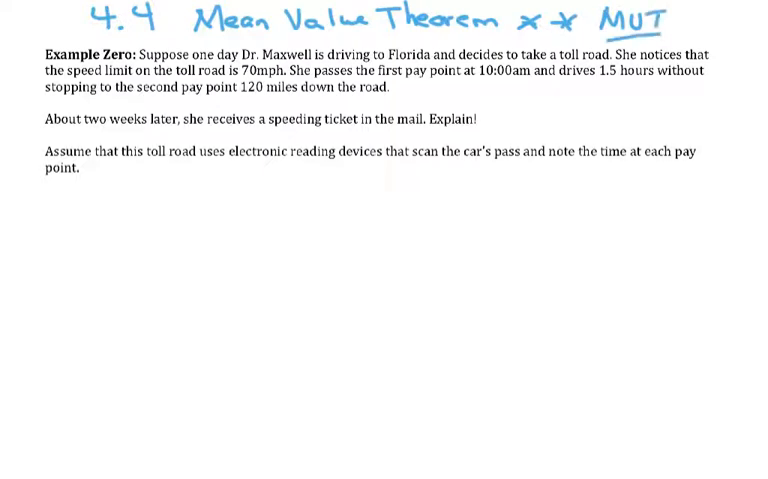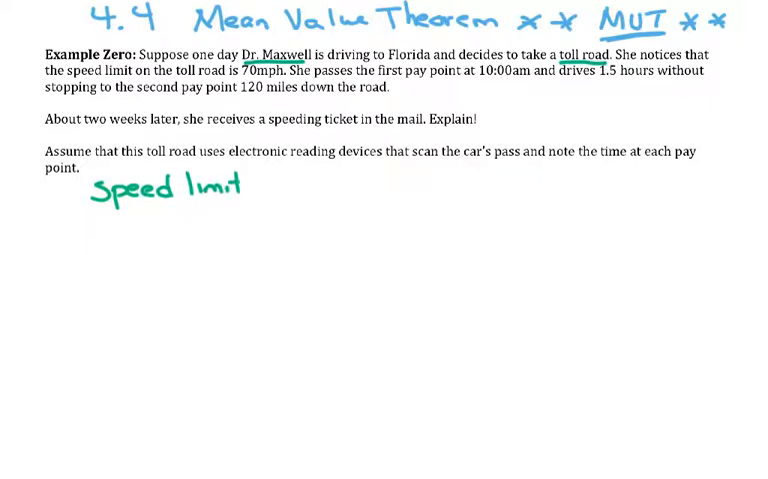It's a little tricky, but this example 0 maybe will help you understand what it's saying. So, suppose one day Dr. Maxwell was driving to Florida and she decides to take this toll road. Speed limit, that might be important.